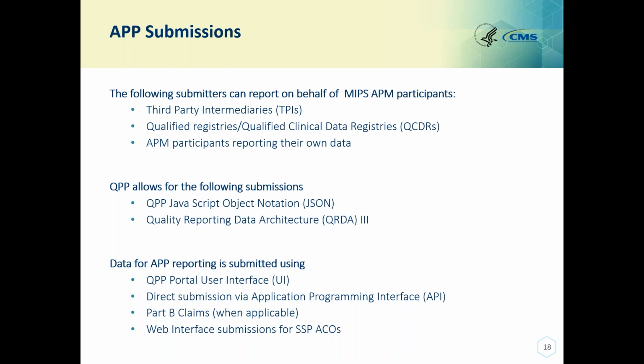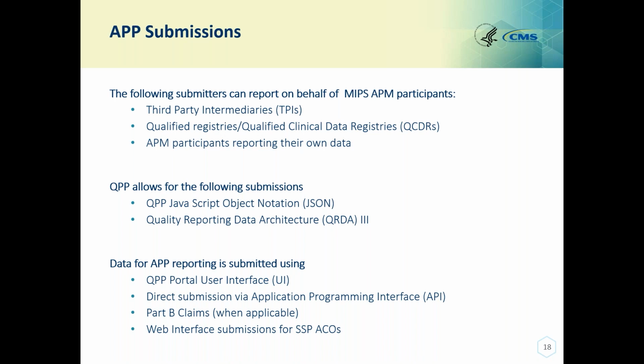Third-party intermediaries, such as qualified registries or QCDRs or other health IT vendors, can report the APP on behalf of MIPS APM participants. In addition, if an APM participant has the ability to report their own data, they can do that as well. We've received a number of questions recently whether or not an APM participant was required to use a qualified registry or QCDR. They are not. If they have the capability to report their data on their own, they can do that.